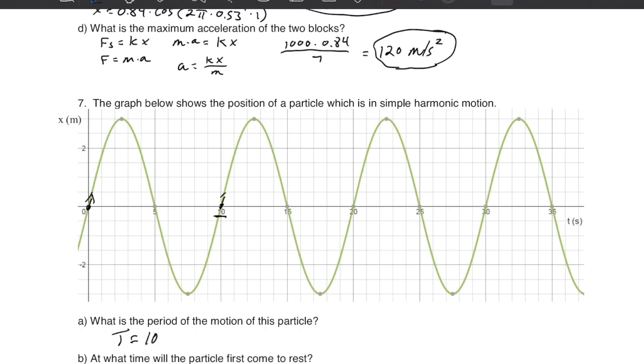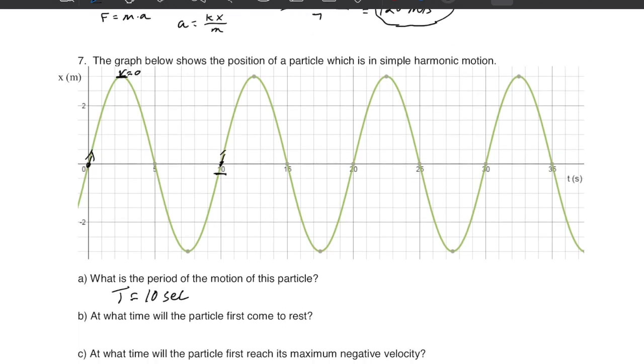It's going to be 10 seconds because we're going to find two places on our graph. Both times we're crossing the equilibrium, and both times we have a positive slope. We can also go from peak to peak or trough to trough. When I said peak to peak, that would be crest to crest.